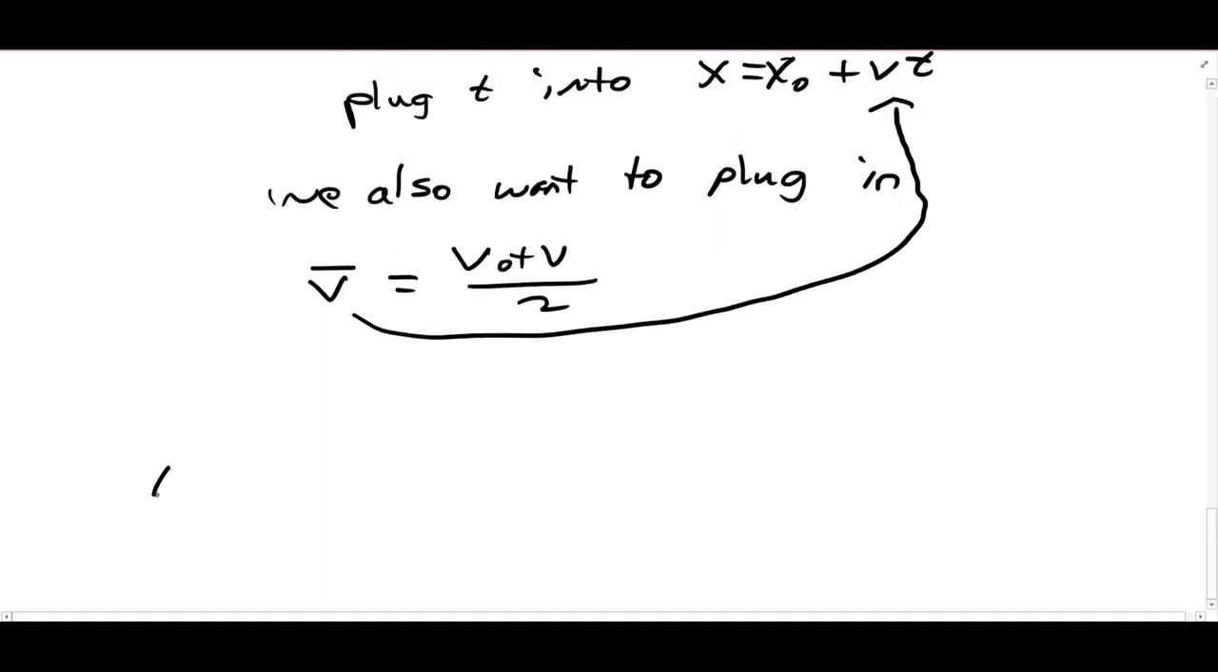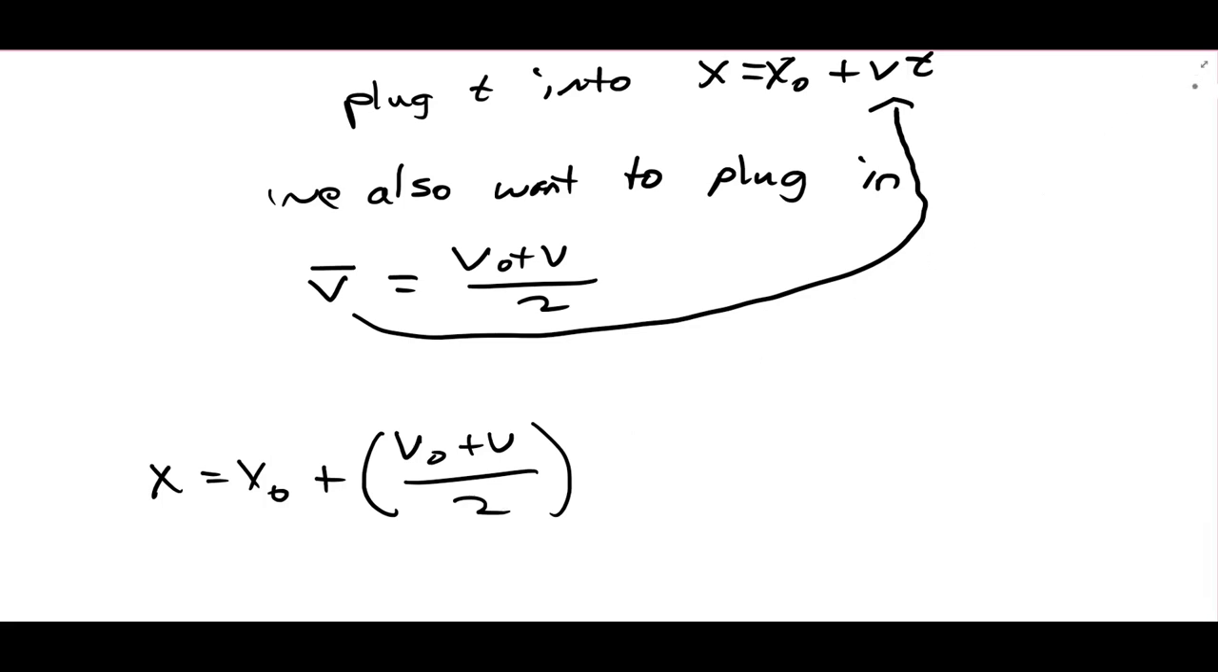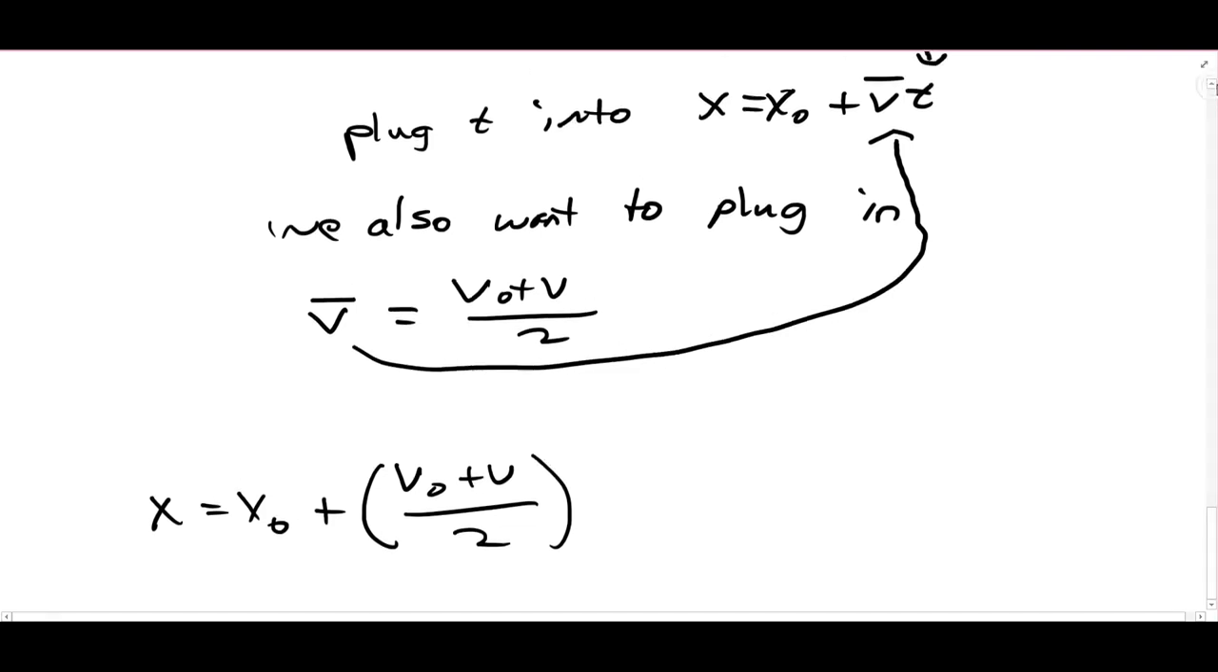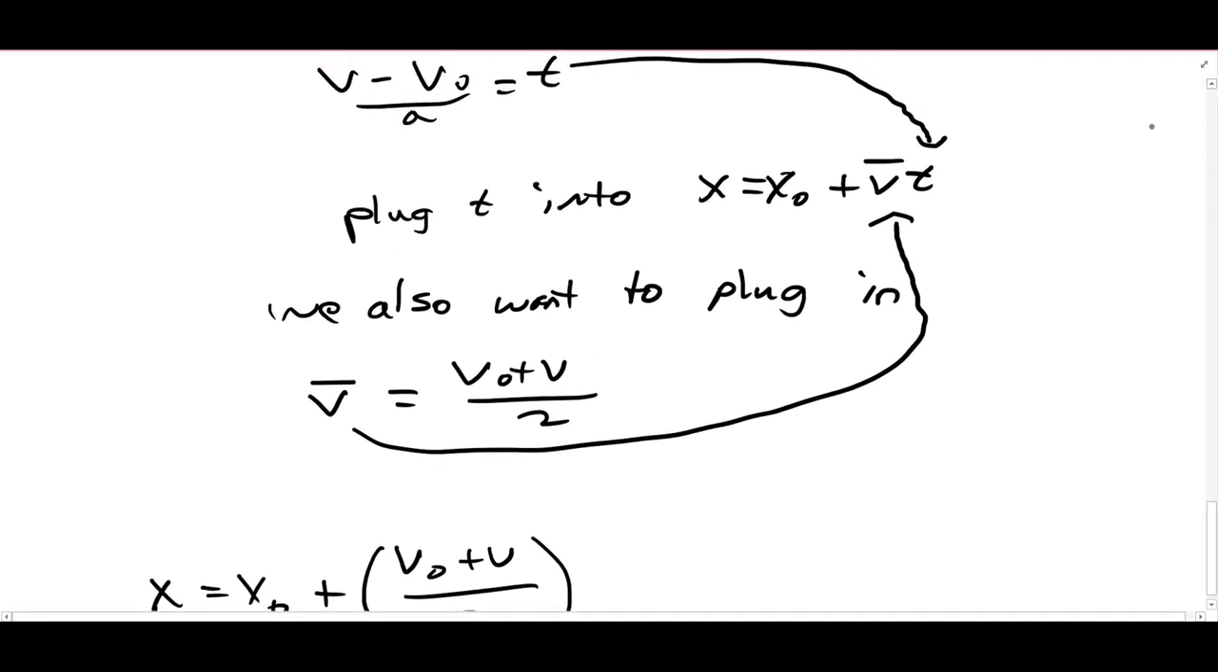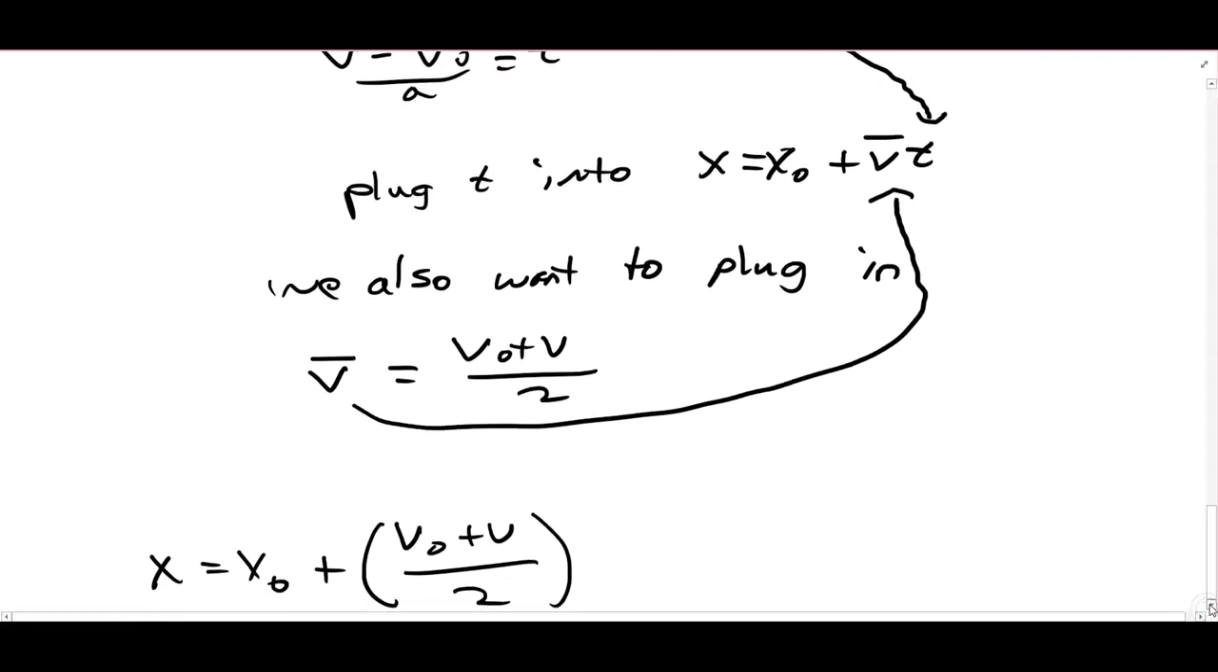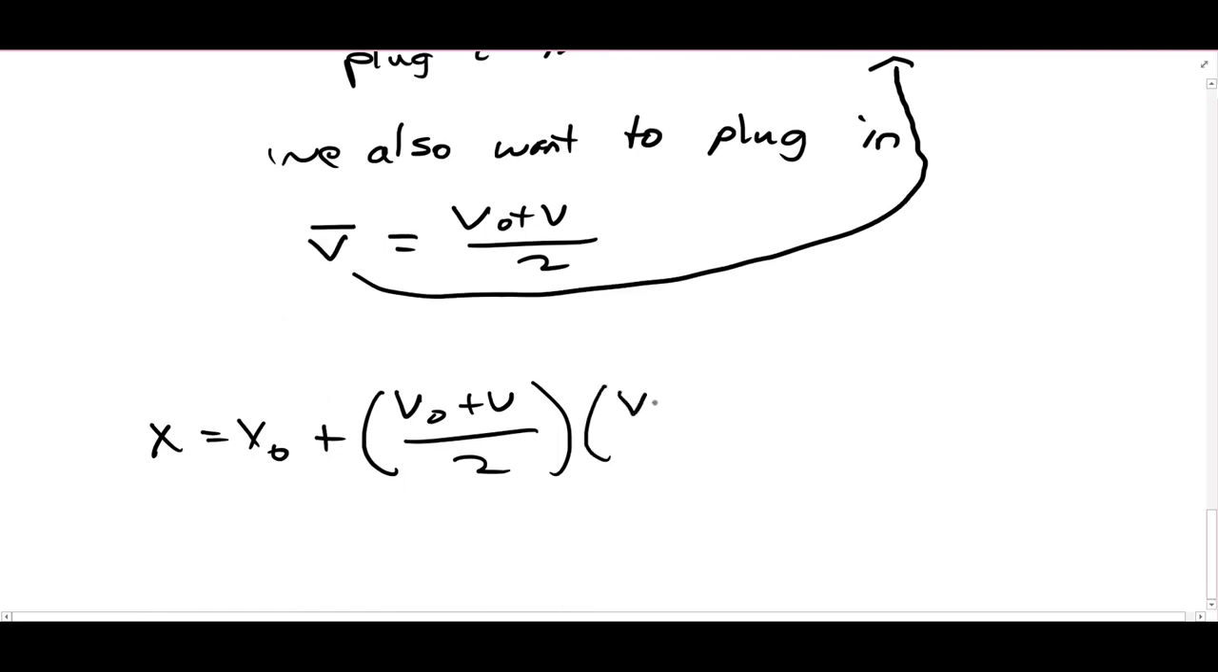Okay. So we have x equals x naught plus (v naught plus v) over 2. And remember, anytime this doesn't have a subscript, it's actually v final. Okay. And then we just do what time was equal to. And I believe, what was time equal to? Let's see here. Time was equal to (v minus v naught) over a.